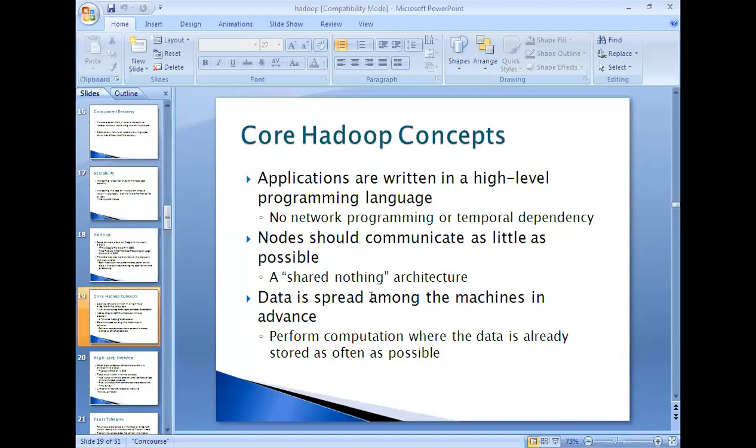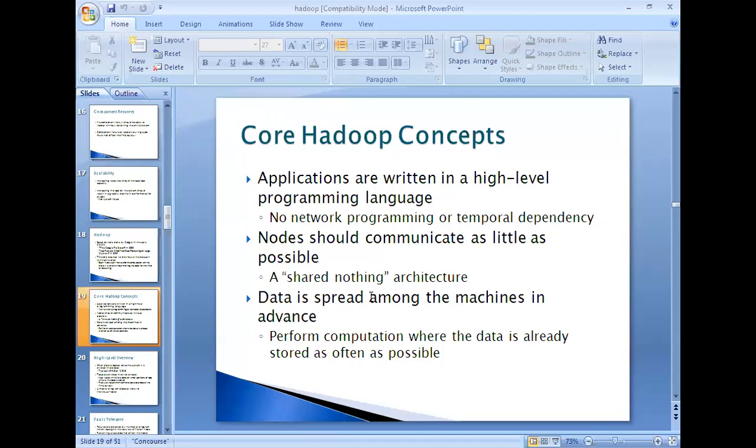A node should communicate as little as possible, so there is no interdependency among the nodes. Like in the Google File System, we have not discussed any coordination between one chunk server and another chunk server. Always we are talking about coordination between the master and the chunk server only. In a similar way here, there are very few communications between one data node and another data node, because it follows the shared-nothing approach. Only information is shared between master and the chunk server.